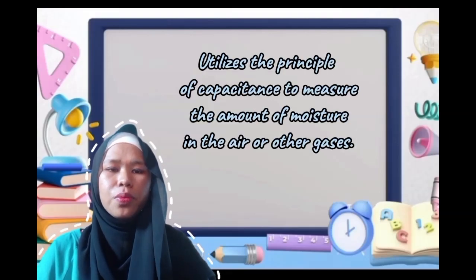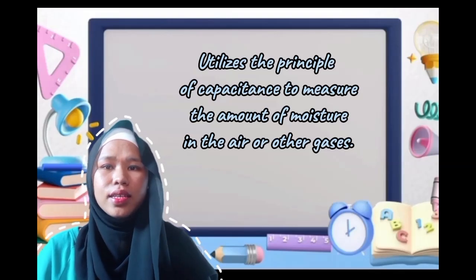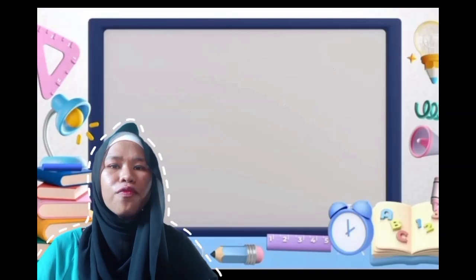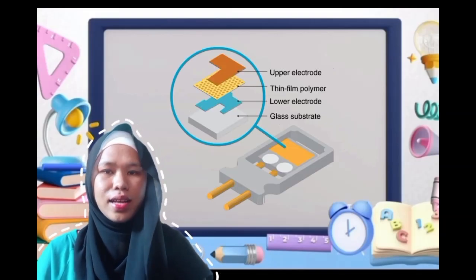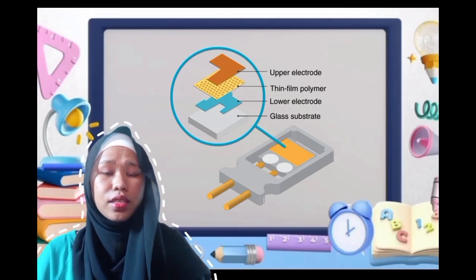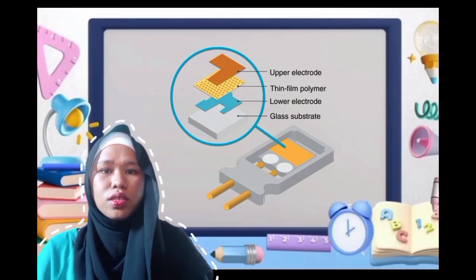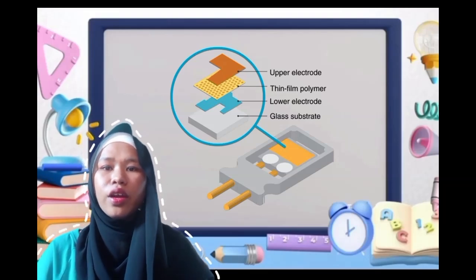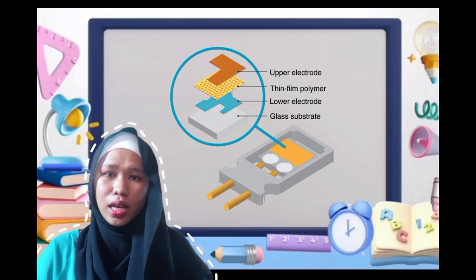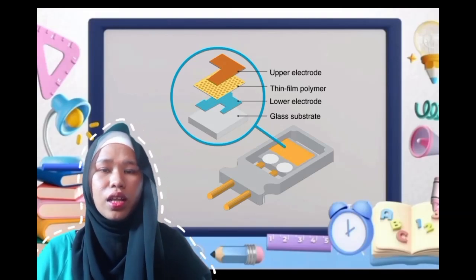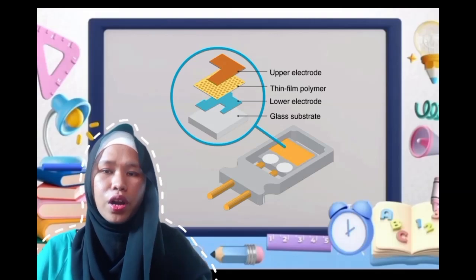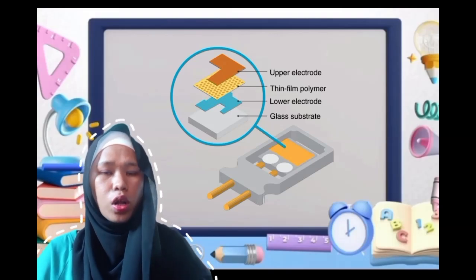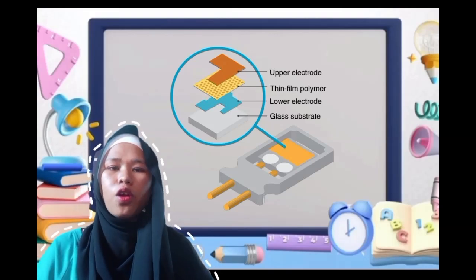It is a type of humidity sensor that utilizes the principle of capacitance to measure the amount of moisture in the air or other gases. These capacitive hygrometers consist of two conductive plates separated by a hygroscopic dielectric material. This material is typically a polymer or metal oxide that has the ability to absorb water molecules from the surrounding environment.